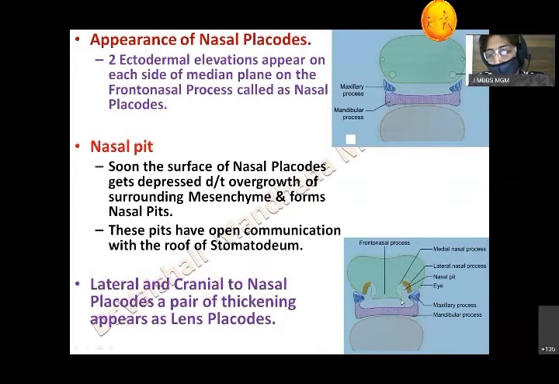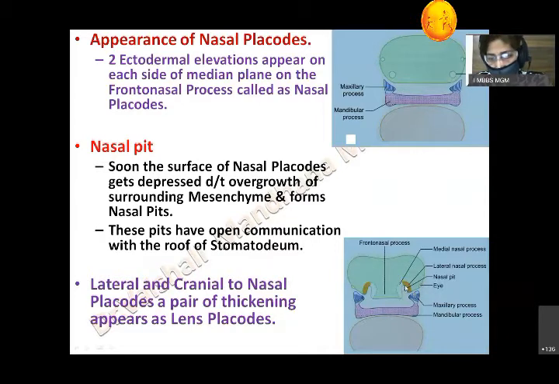Now to form the nose, there should be separation of the nasal cavity from the oral cavity, and these two nares should come close to each other, then only the nose will be formed. So the requirement for nose formation is, at present it is communicated with the stomatodium, we want the separation, and at present these nasal pits are nothing but the external nares. So these two external nares should come close to each other.